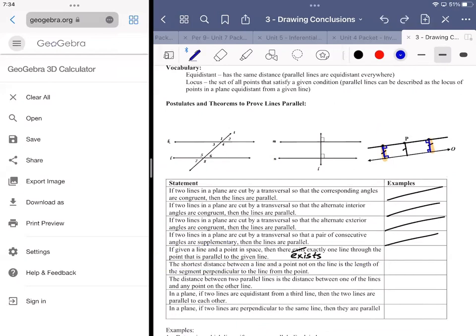Shortest distance between a line and a point, not on the line, is the length of the line segment perpendicular to the line from the point. That's what I was talking about here. That's why I just said that super fast, because I've already talked about it. Distance between two parallel lines is the distance between one of the lines and any point on the other line, and any corresponding point.